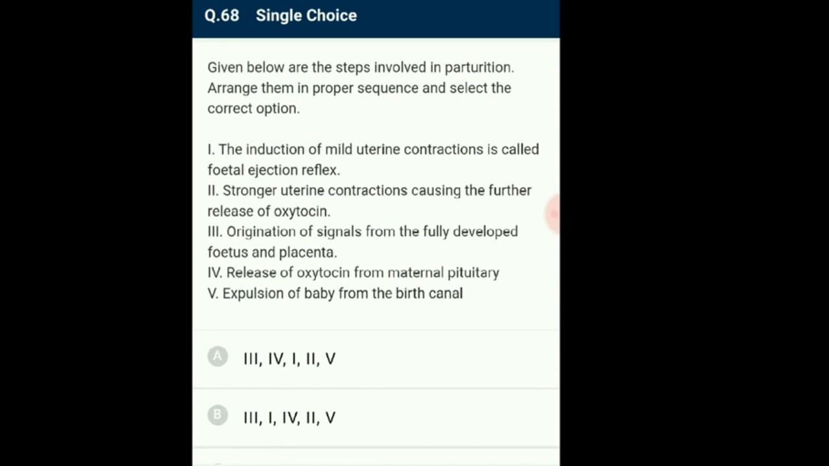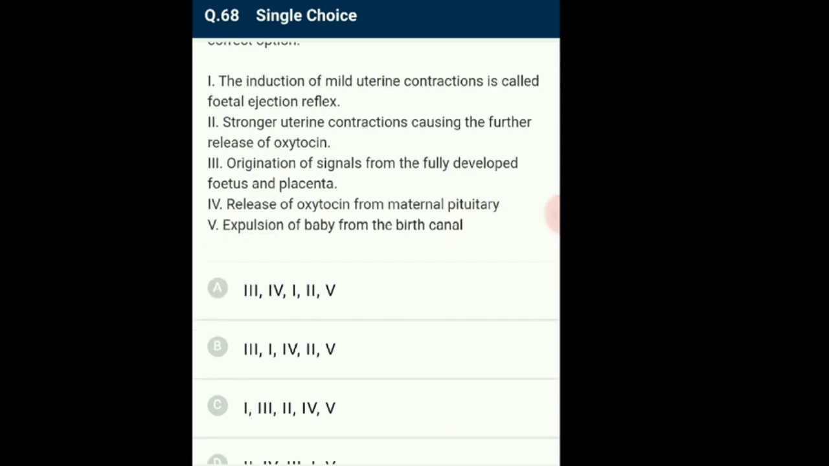Question number 68. Given below are the steps involved in parturition. Arrange them in proper sequence and select the correct option. Parturition steps are as follows. First one, the fully developed fetus and placenta give rise to signals for parturition. Second one, this induces mild uterine contraction known as fetal ejection reflex.